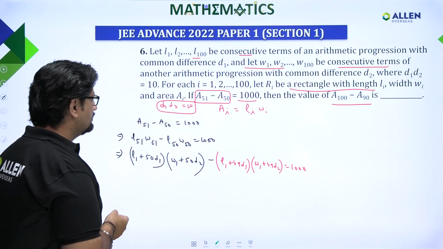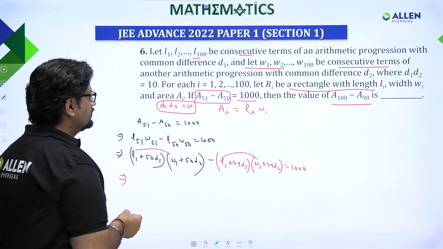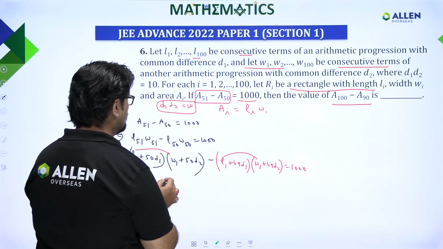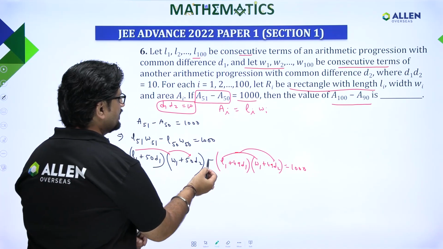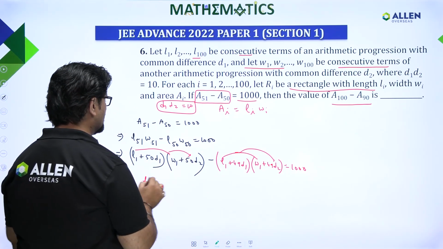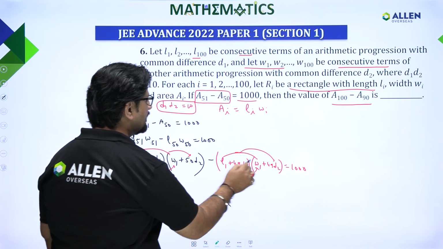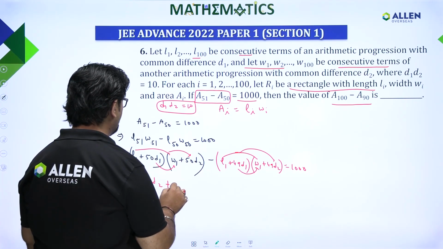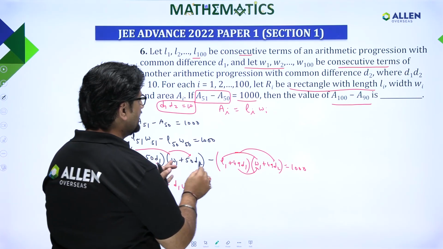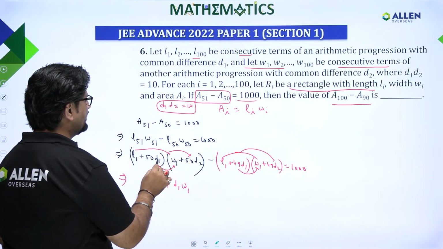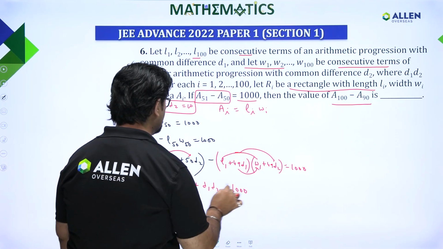What terms are cancelled out? L1 W1 and L1 W1 cancel out due to the negative sign. The other terms: 50 L1 D2 and 49 L1 D2 with a minus in between, so in total I get L1 D2. Then 50 D1 W1 and 49 D1 W1 with a minus sign in between, so I get plus D1 W1. The remaining portion is 50 D1 D2 and 49 D1 D2, so I get plus D1 D2 as well, equals 1000.